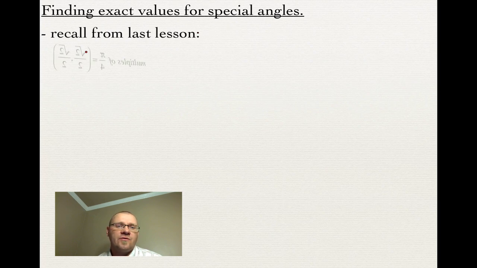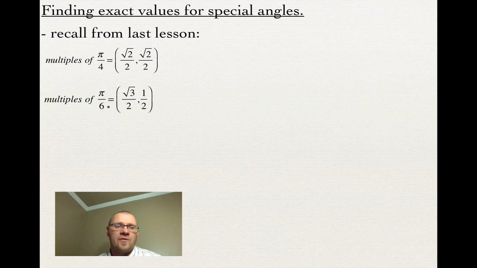So the next thing we're going to do is take this one step further, and combine what we learned last day about exact values for some special angles around the unit circle. Recall from last lesson, we talked about the multiples of pi over 4, multiples of pi over 6, and multiples of pi over 3. Remembering that pi over 4 is the same thing as 45 degrees, pi over 6 is the same thing as 30 degrees, and pi over 3 is the same thing as 60 degrees.